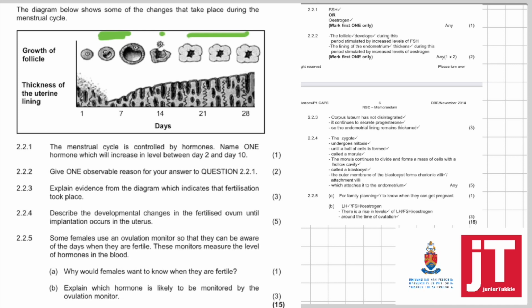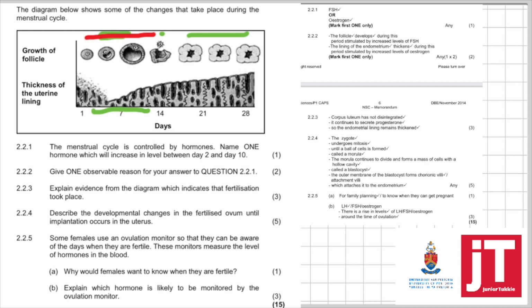Name one hormone which will increase in the level between day 2 and 10. So it's about here. So can you see what is happening here at day 2 and 10? You can see the follicles becoming bigger and the endometrium is becoming thicker as well. So I would have said FSH or estrogen, as you can see in the memo.